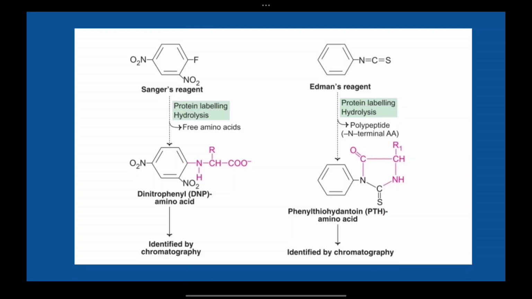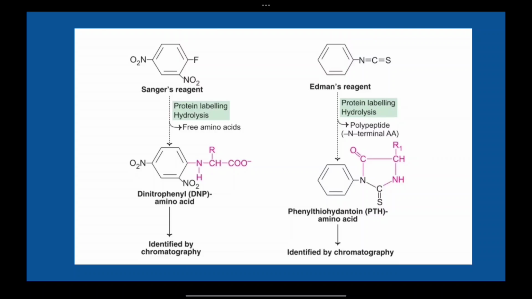Here is Sanger's reagent. Sanger's reagent is added to the free amino group of the protein, which is labeled. It is hydrolyzed and the free amino acid is removed. A DNP amino acid is obtained. It is identified by the chromatography technique.